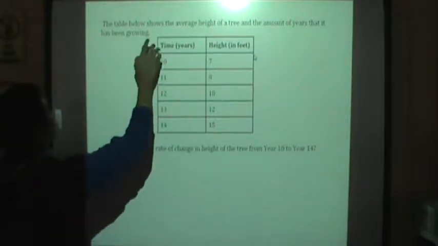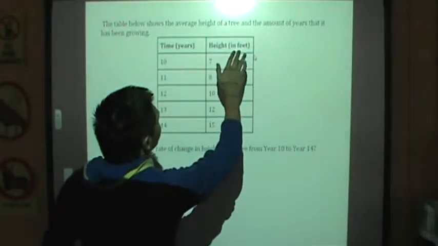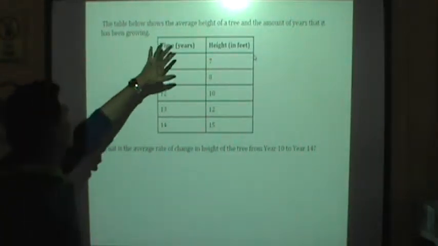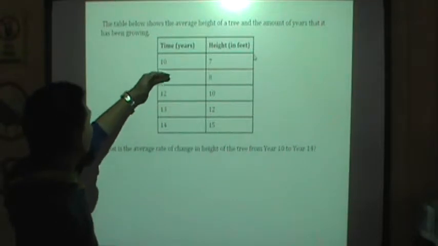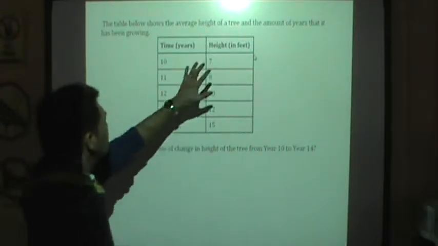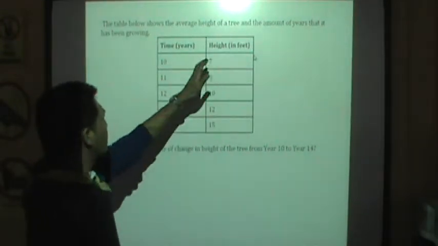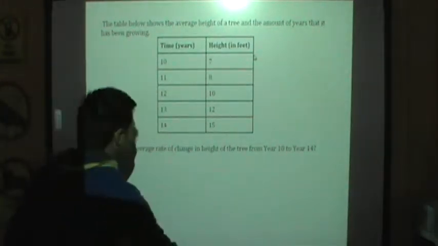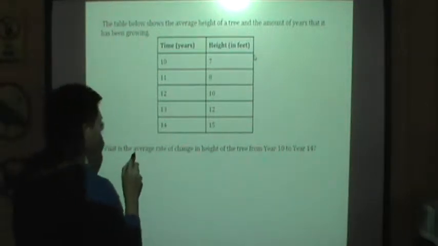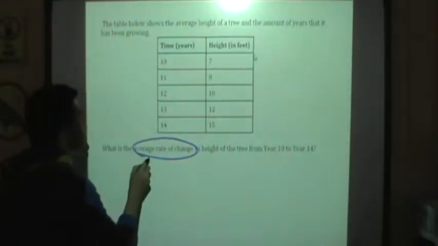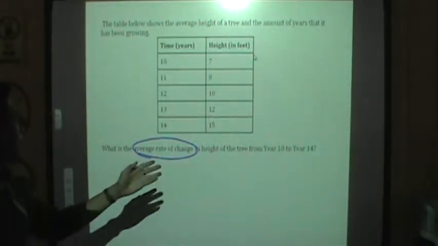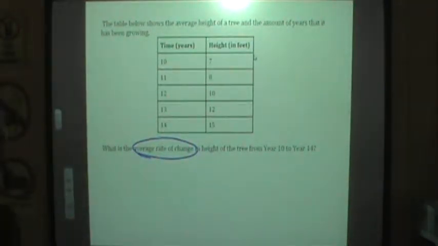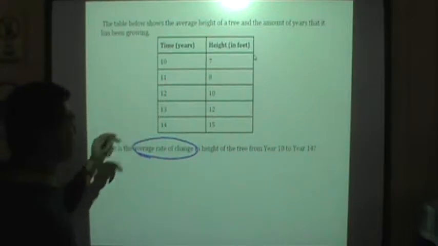The table below shows the average height of a tree and the amount of years that it has been growing. Here for the time, we have 10, 11, 12, 13, 14 years. And here are the heights: 7, 8, 10, 12, 15. Here's the question: what is the average rate of change in height of the tree from year 10 through 14?